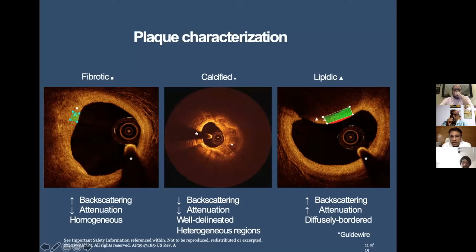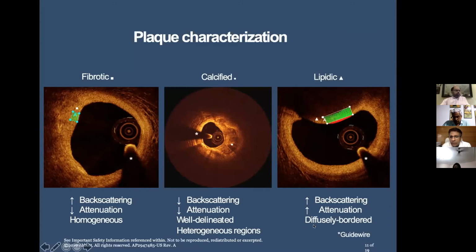And third most important is the lipid. This is highly backscattering, but you can see the light signals cannot penetrate beyond it, and it's dark, and the borders are very diffuse. It's not sharply demarcated as in calcium. So: high backscattering, greatly attenuated signal, and diffusely bound. This is the lipid.